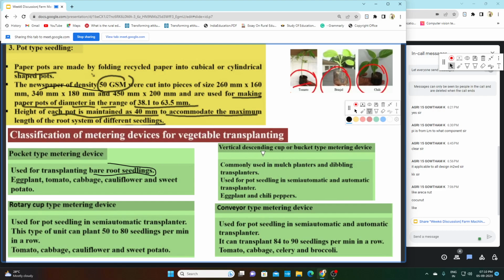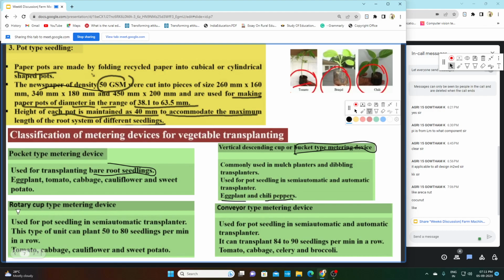Now the second type of metering mechanism is the vertical descending cup or bucket type metering mechanism. It is commonly used in mulch planter and dibbling transplanter, for pot seedling, and in semi-automatic and automatic transplanting. The plants are eggplant, which is your brinjal, and chili pepper.